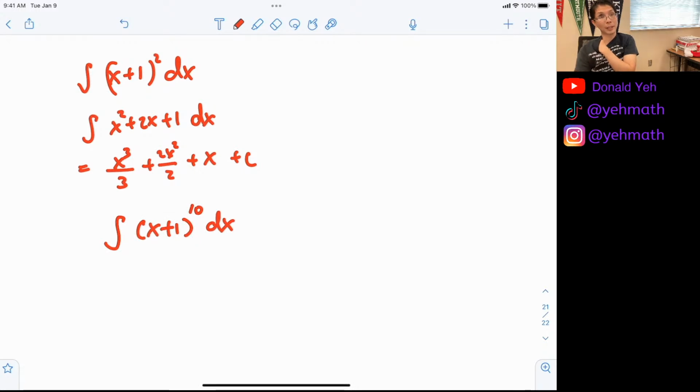Now, hopefully you're not going to tell me you want to expand this. Because if you expand this, you need something called Pascal's triangle, and that whole triangle is about as big as a single sheet of paper. So you don't want to go there. There has to be another way around. So I'm going to introduce you to U-substitution.